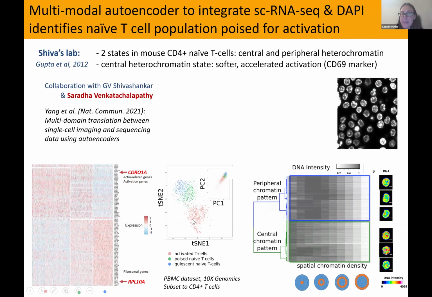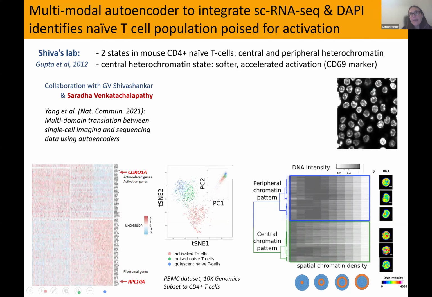So we have here the activated state. We have here the green population, which is the one that is closer to the activated state. And then you have the blue one. Although these are all naive T cells, we call this one poised for activation and the other one quiescent. Now, the question is, of course, can we link these images to which state they come from?